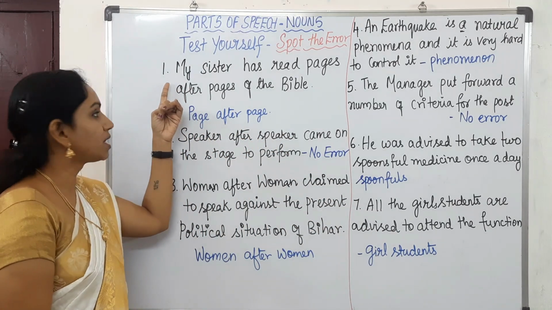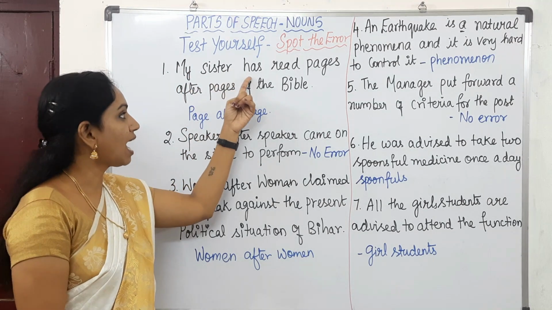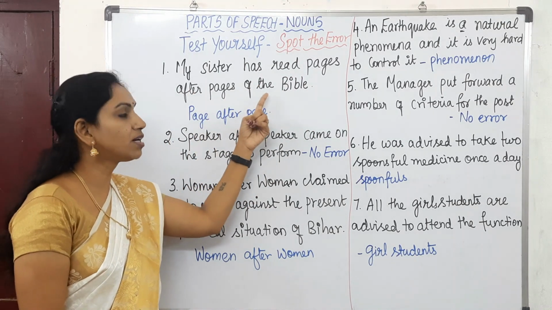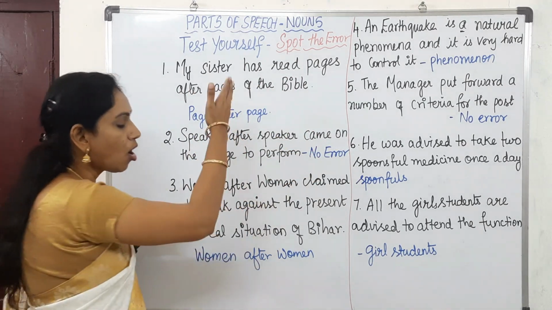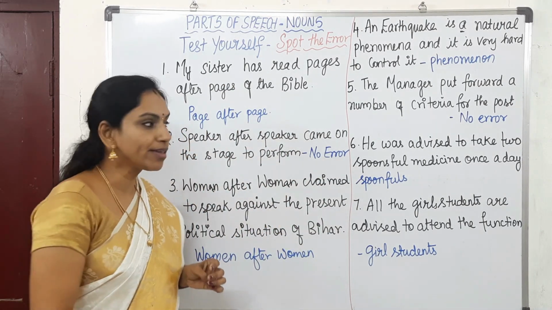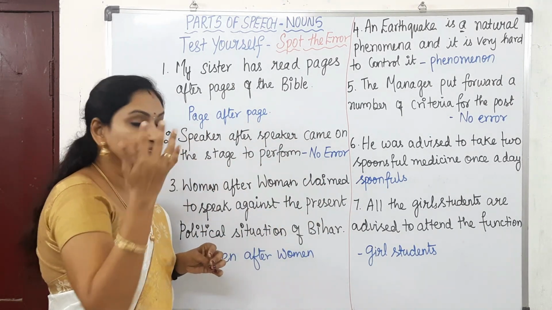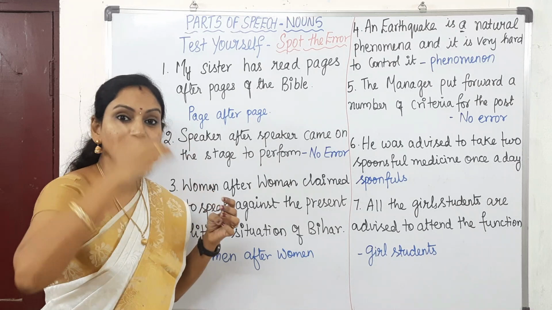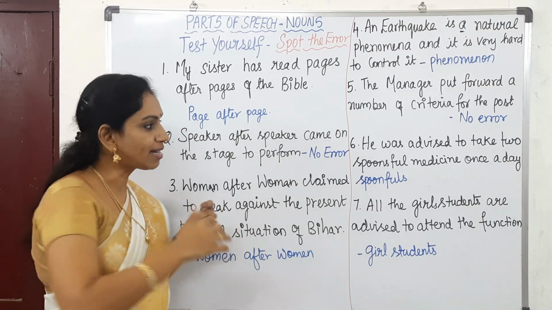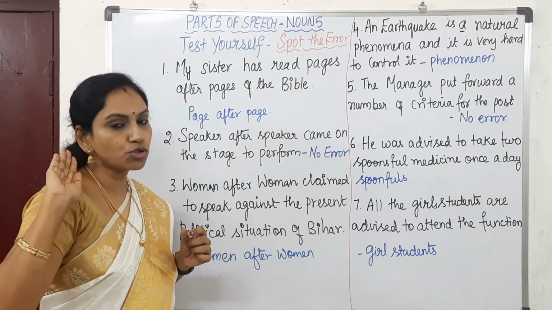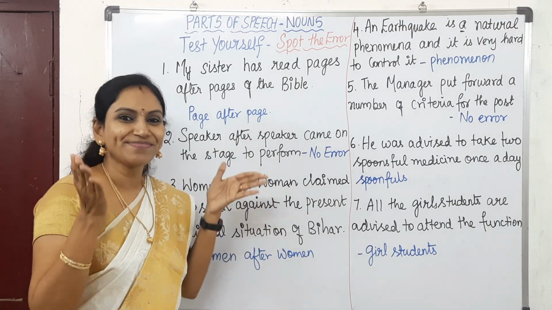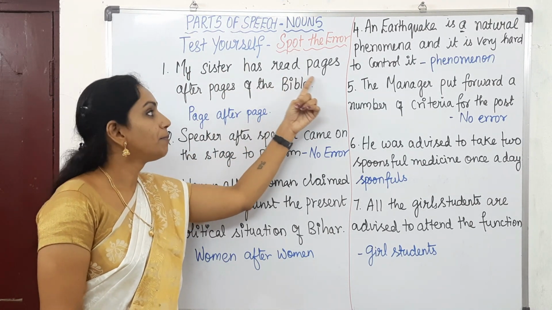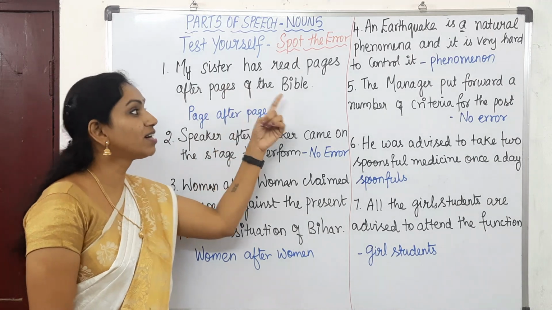Okay, first example. My sister has read pages after pages of the Bible. All these examples I am giving you are for noun compounds. I told you 5 different noun compounds, no? Under that I am giving 7 examples to make you even more clear.